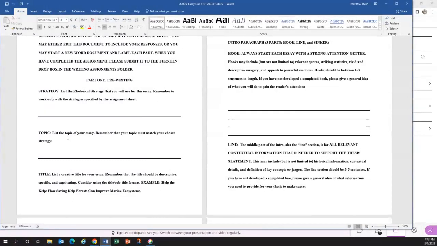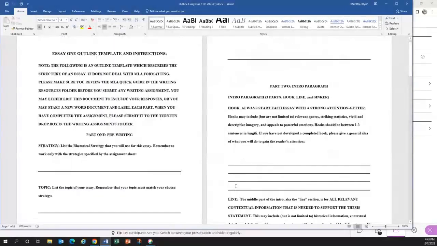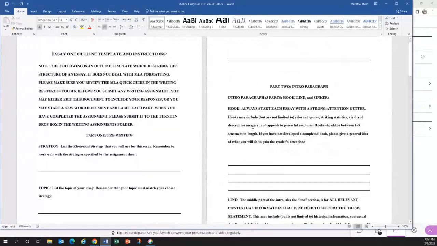So then the next thing you need is a title. List a creative title for your essay. Remember that the title should be descriptive, specific, and captivating. Consider using the title/subtitle format. So here's an example. Help the Kelp, how saving kelp forests can improve marine ecosystems. The first part is the title, Help the Kelp. The second part is the subtitle, how saving kelp forests can improve marine ecosystems. All right, now once you've done that, the pre-writing is over.